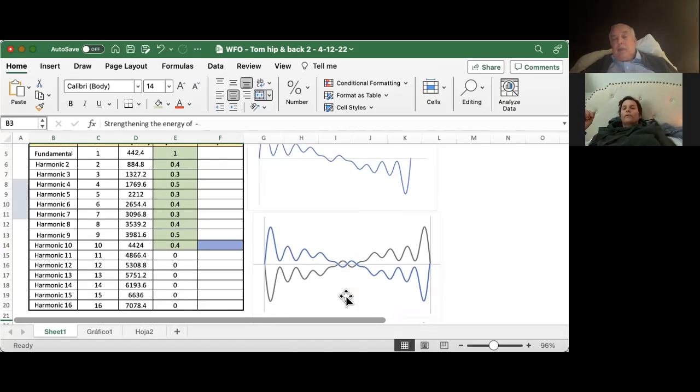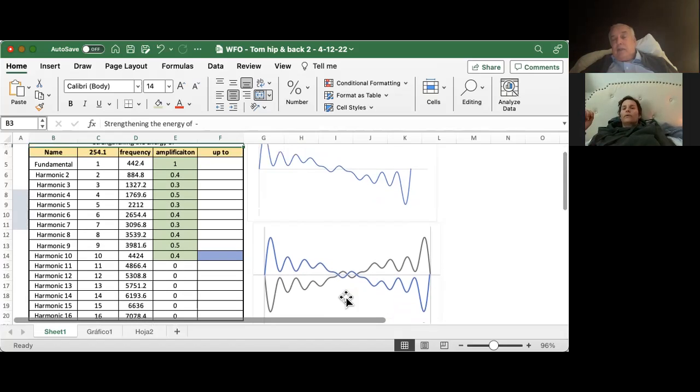And I'm really happy to be able to graph it like this now, because it really makes it clear. Oh yeah, this is really something.